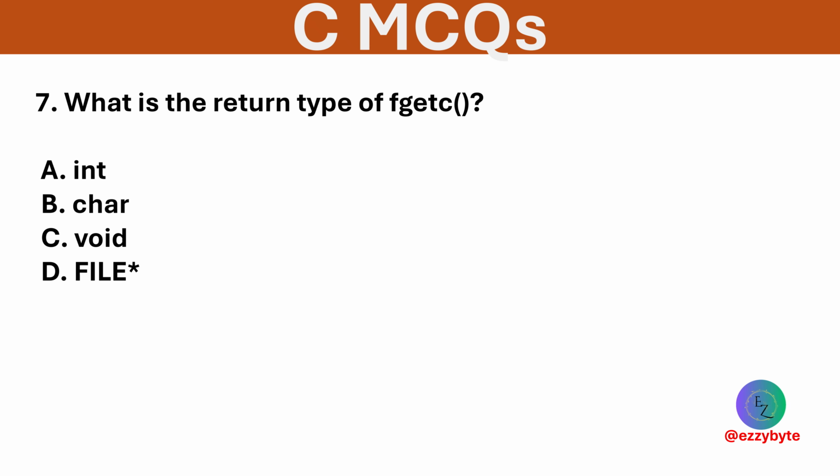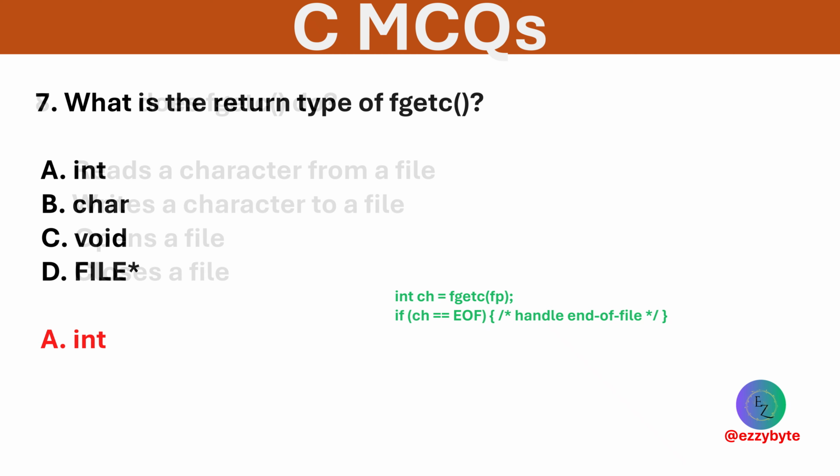What is the return type of the fgetc function? Options are int, char, void, and file pointer. Option A is correct. It returns an int to allow both end of file and char values.